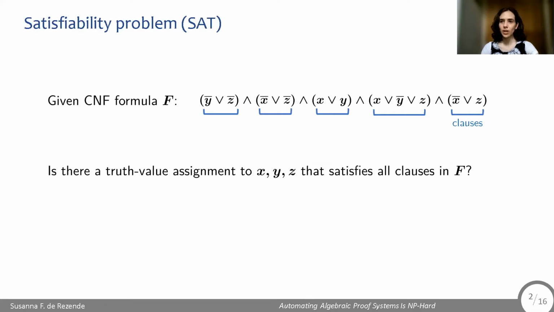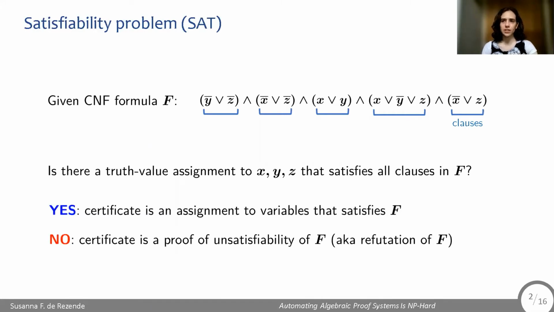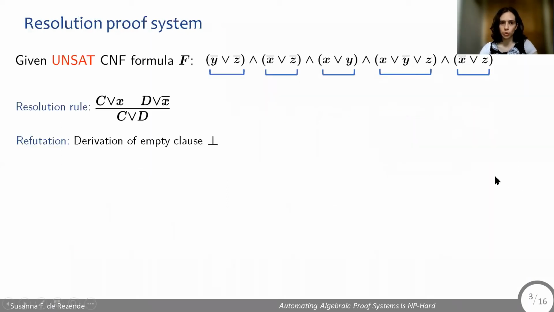If the answer to this question is yes, then the certificate is simply an assignment to the variables that satisfies all clauses. And if the answer is no, then the certificate has to be some kind of proof of unsatisfiability, which I'll also call a refutation of the formula. Proofs of unsatisfiability can come in many forms. I'll start by defining probably the most basic and most well-studied proof system, which is resolution.